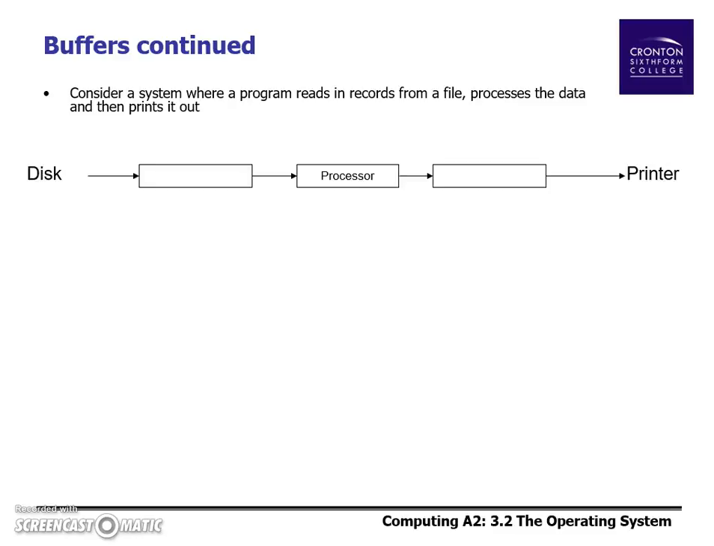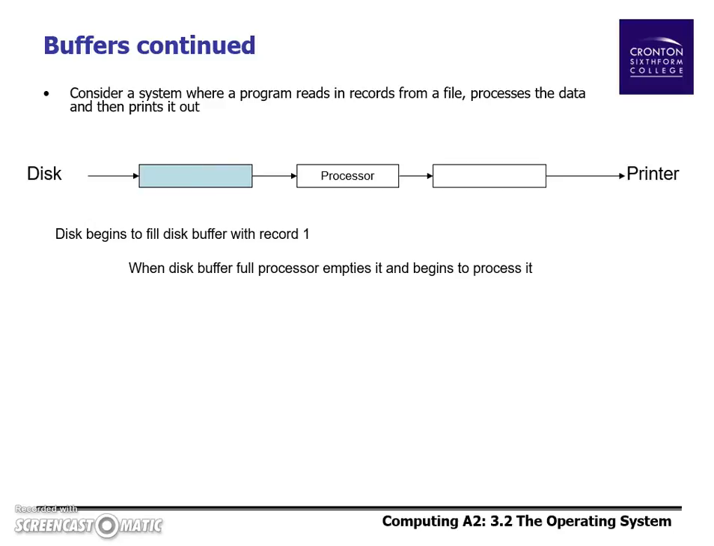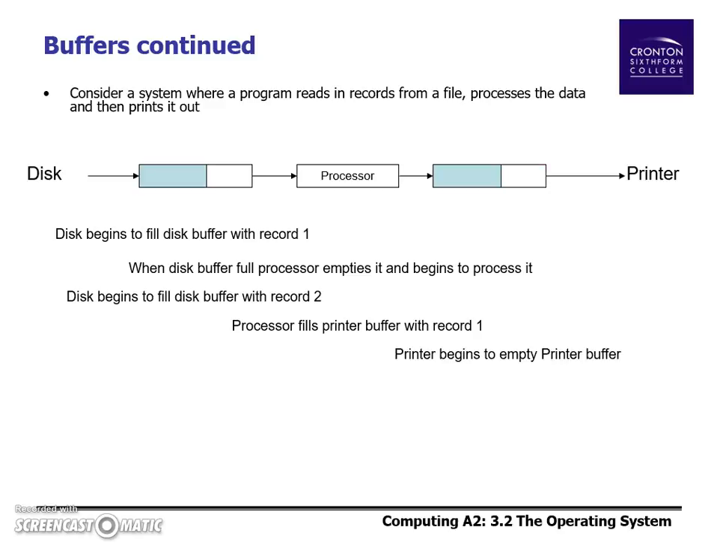So consider a system where a program reads in records from a file, processes the data, and then prints it out. So the disk begins to fill the buffer with record 1. When the disk buffer is full, the processor empties it and begins to process it. The disk begins to fill the disk buffer with record 2. While it's doing that, the processor is able to fill the printer buffer with record 1. And the printer begins to empty the printer buffer, and so on.